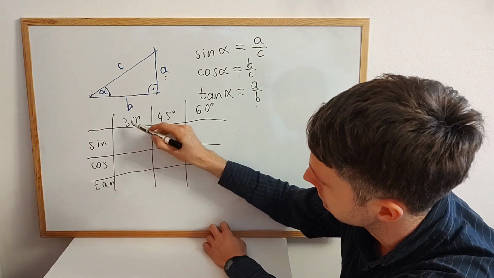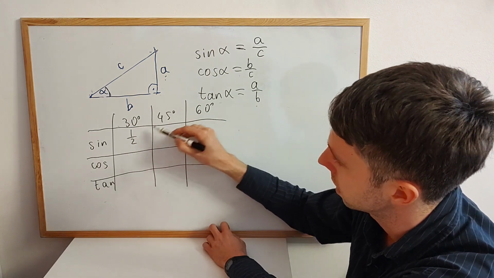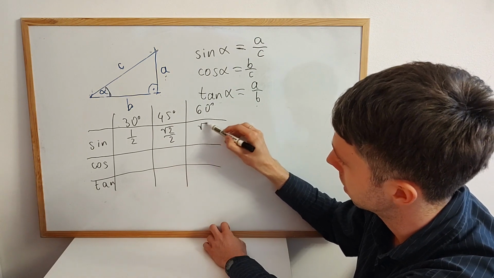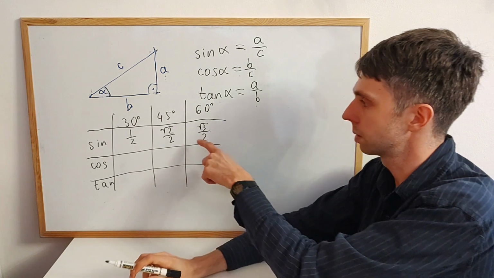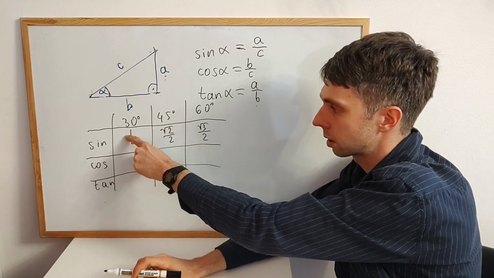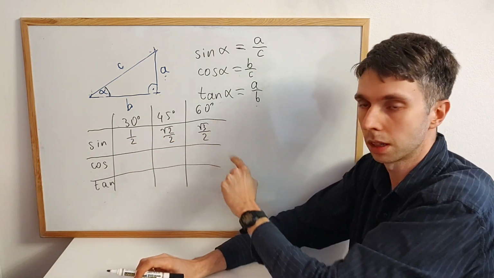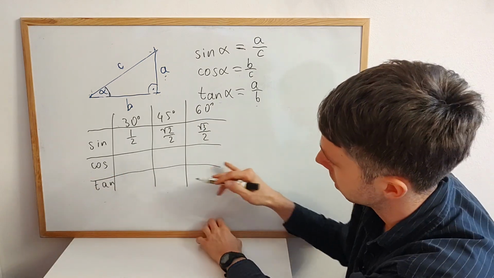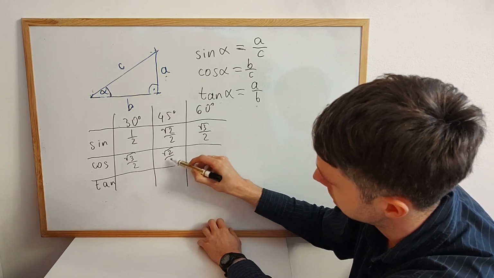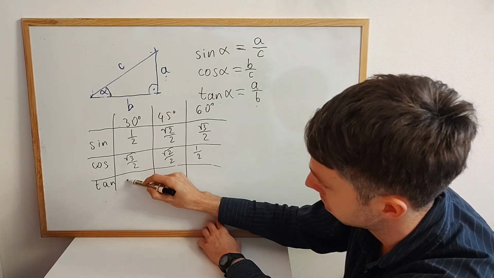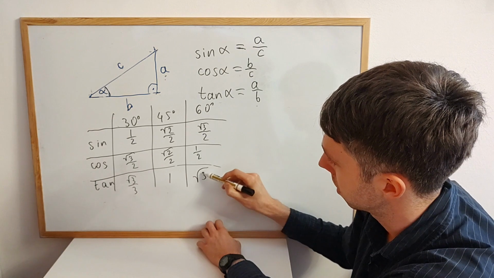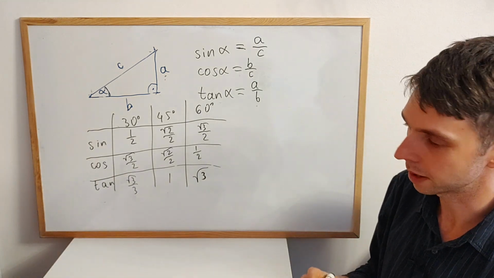So sine of 30 degrees was 1/2, sine of 45 degrees was square root of 2 over 2, sine of 60 degrees was square root of 3 divided by 2. So look, everywhere divided by 2, and here you have square root of 1, square root of 2, square root of 3. Cosine has the same values but in the opposite order, and tangent is a little bit different, but here number 3 plays the main role.